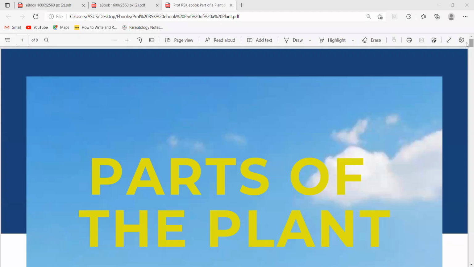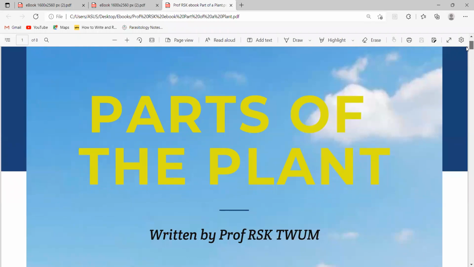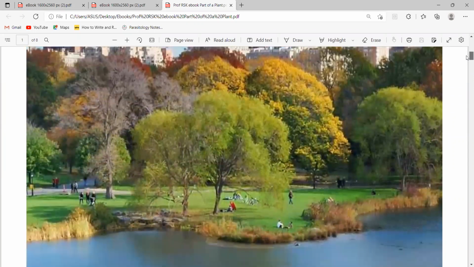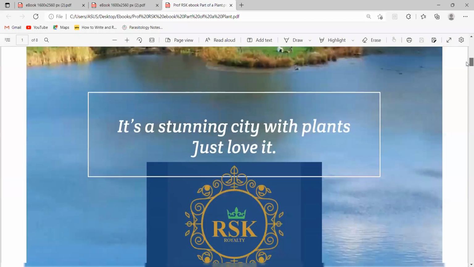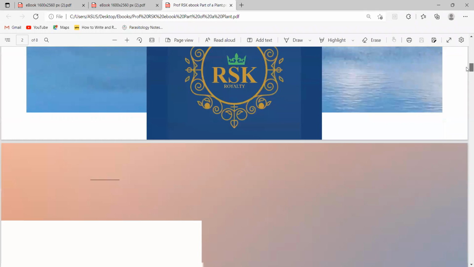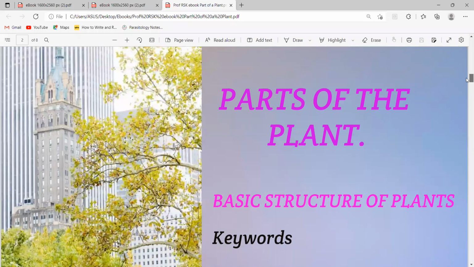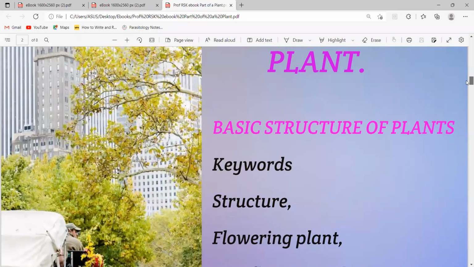Today we are discussing parts of the plant. My name is Prof. RSK, and welcome to today's discussion. We'll be looking at plants in general, the major parts of a plant, but basically we're going to discuss this at a basic level. We're not going to go into advanced parts of the plant.